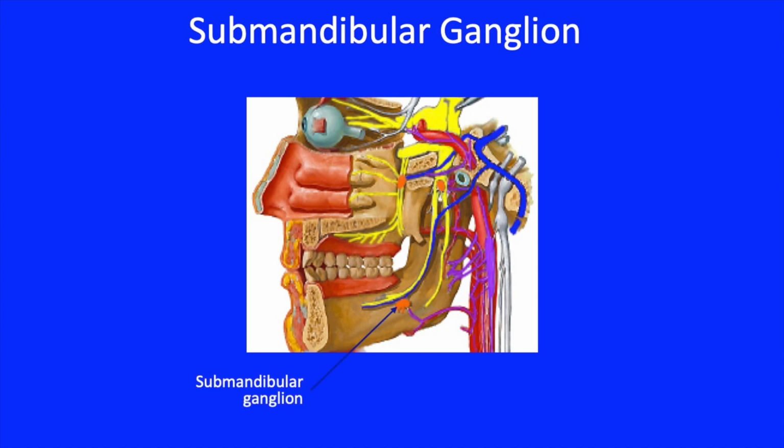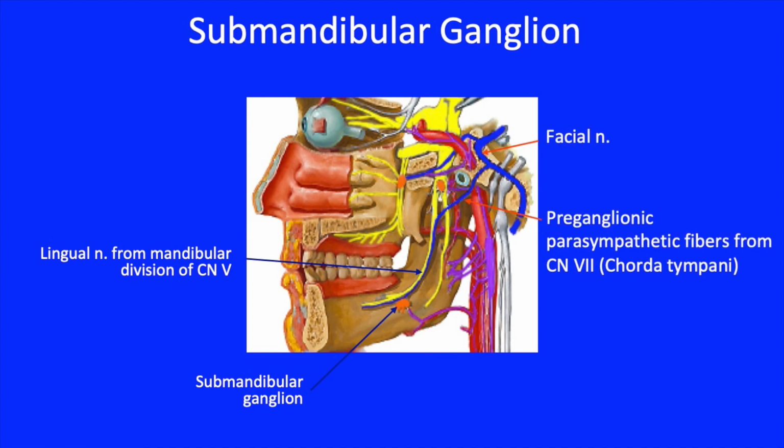The submandibular ganglion. Okay, so it is an autonomic ganglion. Let's go through the drill. It requires somatic sensory from the trigeminal, and what nerve will send somatic sensory to this ganglion? The lingual nerve from the mandibular division of the trigeminal nerve. Next, we must look for preganglionic parasympathetic fibers, and these arrive to the gland from the chorda tympani, that small branch we discussed previously that came from the facial nerve.